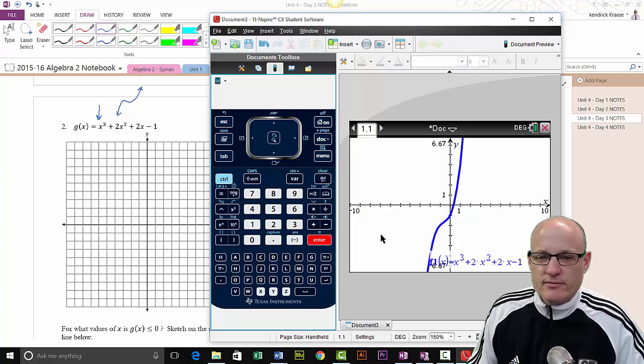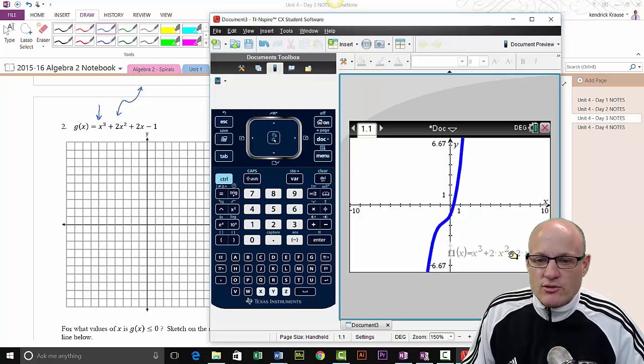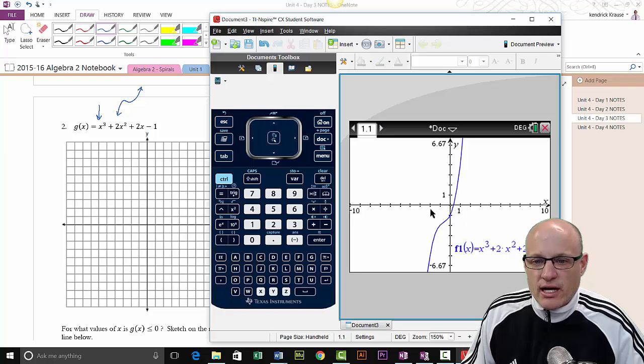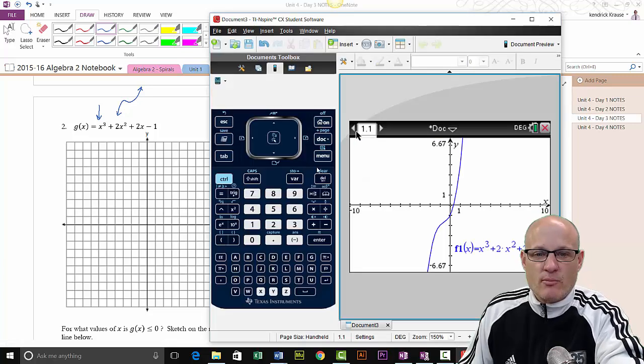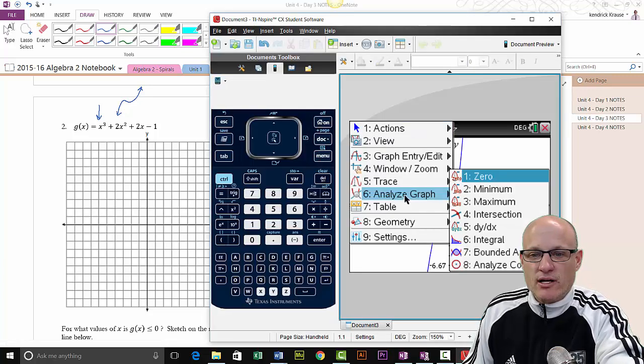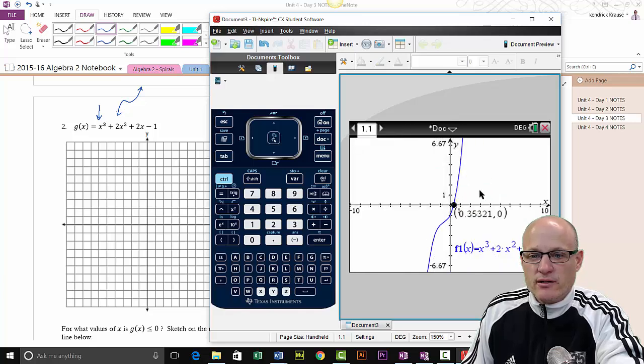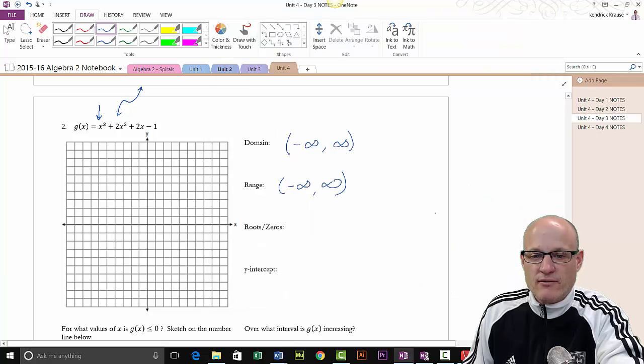All right, there's our cubic. So that's our root right there. We got our graph going like this. So what's the next thing we want to find? Roots are zeros. So menu, analyze the graph. Going for a 0. Click, click. There it is. 0.35. Let's just go with that.